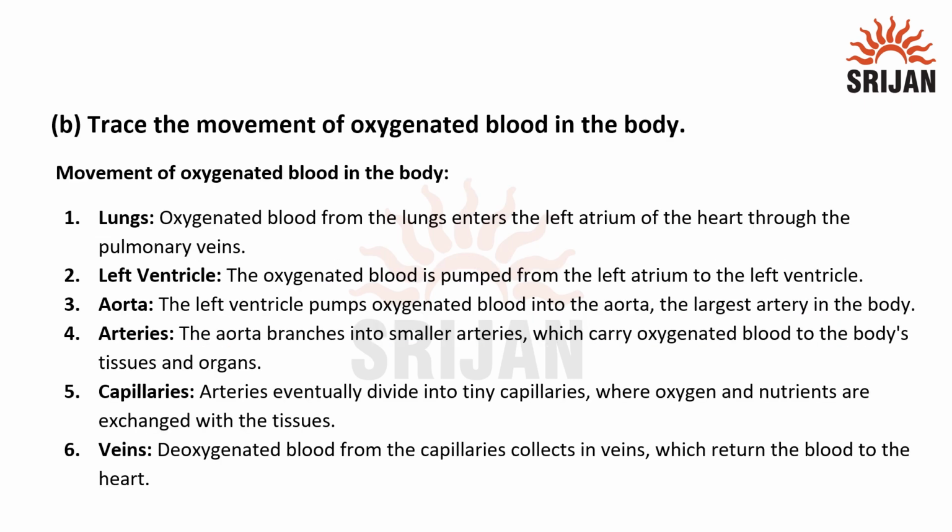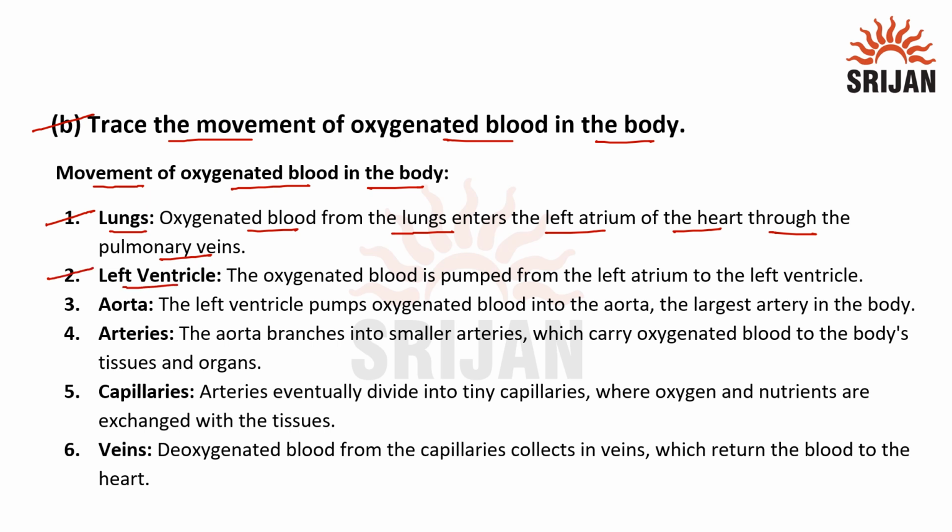Now let's answer B part. Trace the movement of oxygenated blood in the body. The answer for this question is movement of oxygenated blood in the body. First, lungs. Oxygenated blood from the lungs enter the left atrium of the heart through the pulmonary veins.